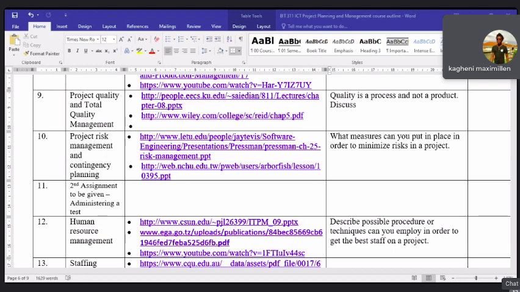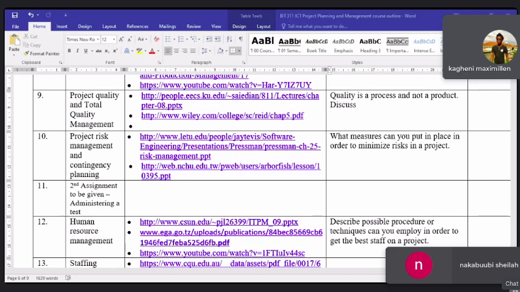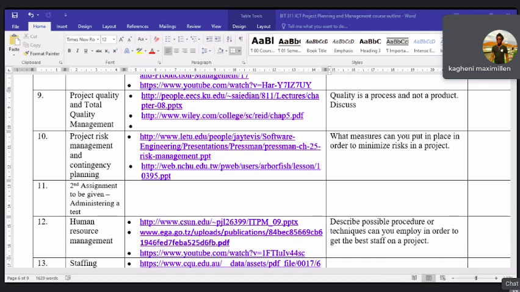So here what we do when we are managing the project, you put in place contingency plans. What do you do if this has occurred? What do you do if this is likely to occur? How do you prevent this from occurring? We shall look at all that.